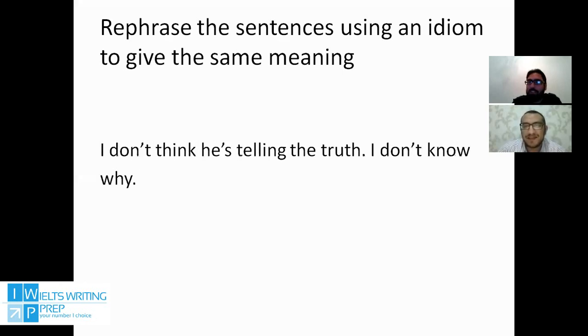But I don't think he's telling the truth. I don't know why. I don't think he is telling the truth. This is my gut feeling. Okay. Or we could just say, I have a gut feeling he's not telling the truth. So it's just a gut feeling. So it's not really based on any facts, but it's just something inside you and you can't explain it, yeah?